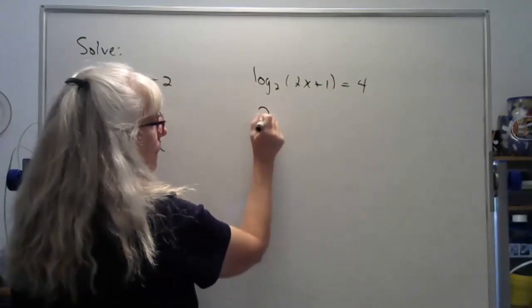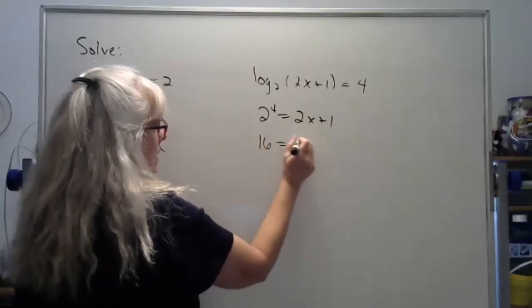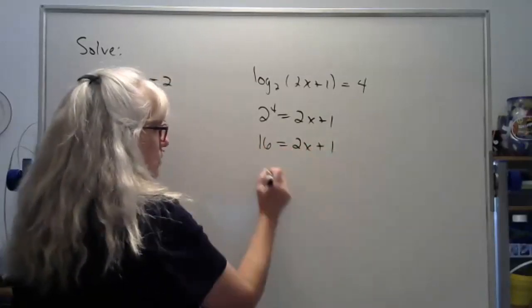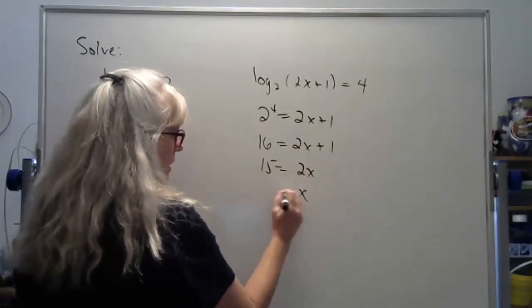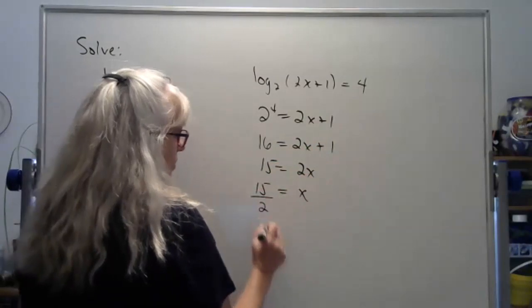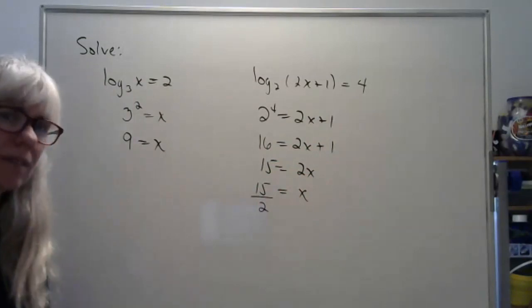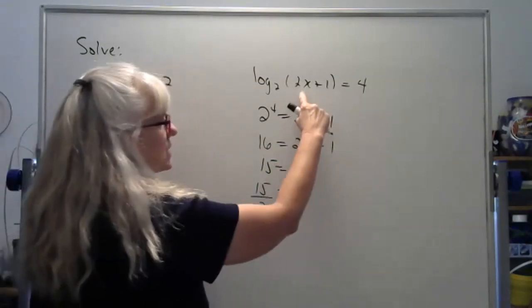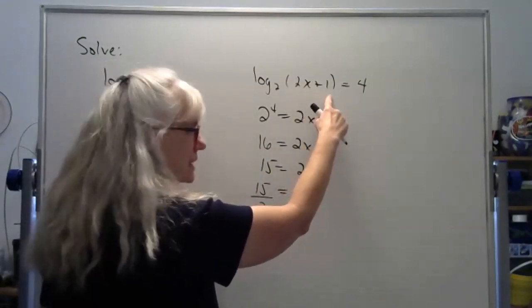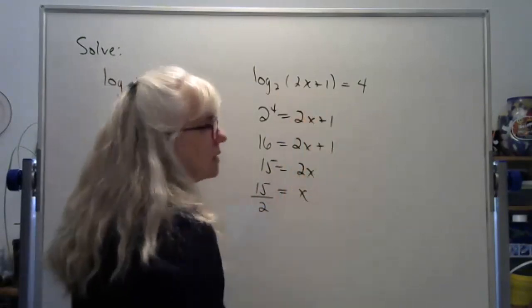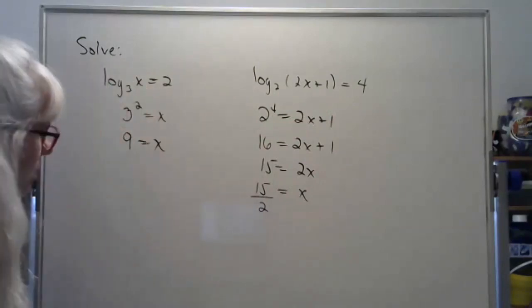2 to the 4th equals 2x plus 1. Beautiful. And 2 to the 4th is 16 equals 2x plus 1. So moving and solving from there, we get 15 equals 2x, and x equals 15 over 2. Now you could technically check these. They're not as nice to check as you think they are. You can plug the 15 halves in. 2 times 15 halves would be 15. 15 plus 1 is 16. Log base 2 of 16 is 4, or 2 to the 4th equals 16. So they're not as nice to check, but you can check them.